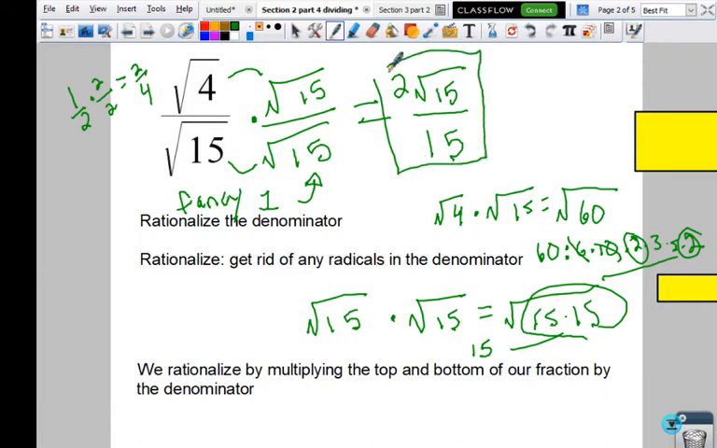And be careful. I've got a 15 on the bottom, but I don't have 15 on the top. I have square root of 15. They have to be exactly the same for them to cancel out. So they're not going to cancel out now because there's no square root down here. So watch out for that. And that's it. So we're just going to practice rationalizing some more today.